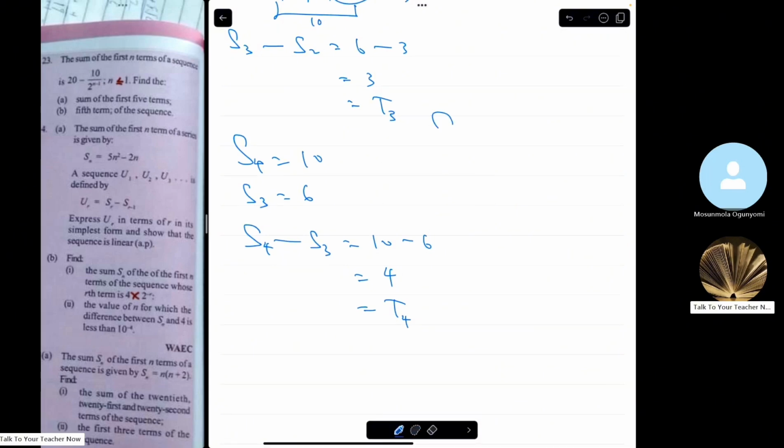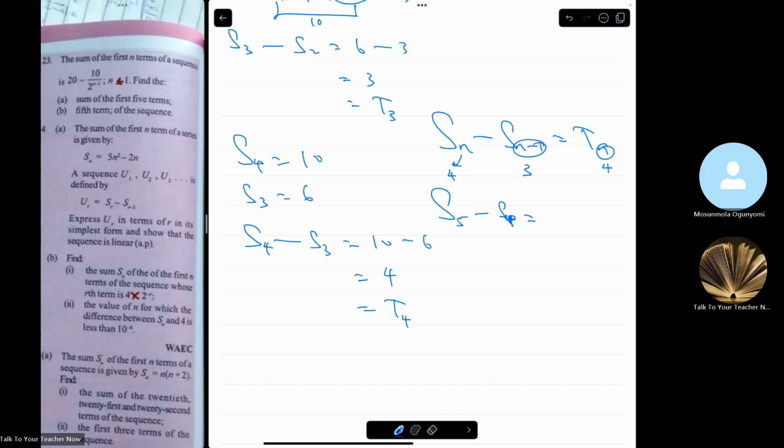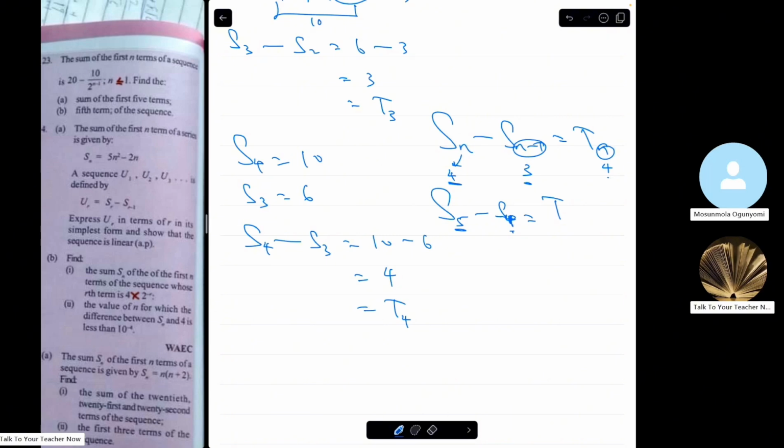So that means Sn minus Sn minus 1 will give you Tn. If n is 4, n minus 1 will be 3, and Tn will be T4. Do you understand? So S5 minus S4 is equal to what? S4 minus S3 is T4. S5 minus S4 will be equal to T5.